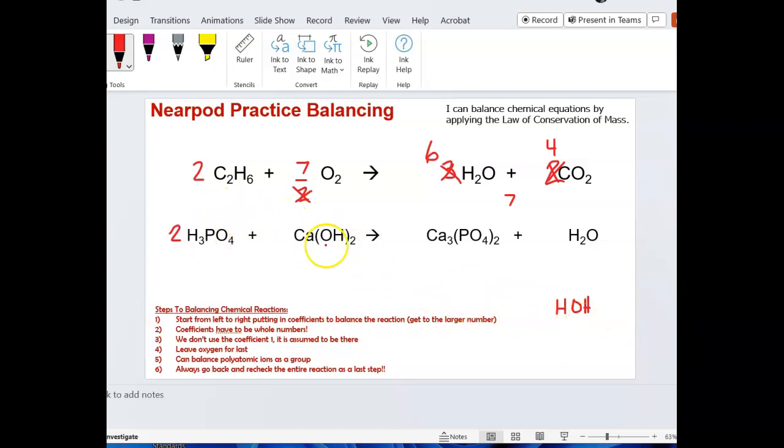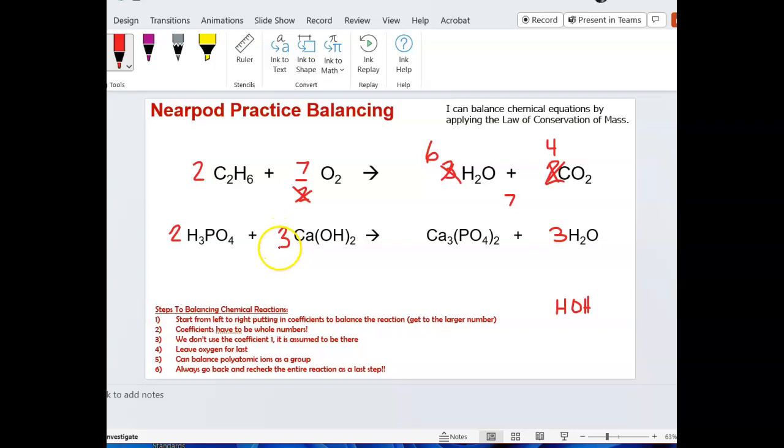I balanced the phosphates. I'm going to go to hydrogen next. 2 times 3 is 6, so I'm going to put a 3 over here. 1 calcium went in, 3 came out, so I need to put a 3 in front here. And now, again, you could look at this as 3 hydroxides here, and 3 times 2, 6 over here, but we're not going to go there with this particular one.